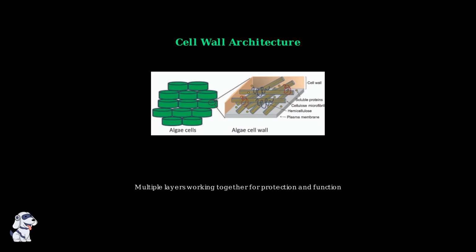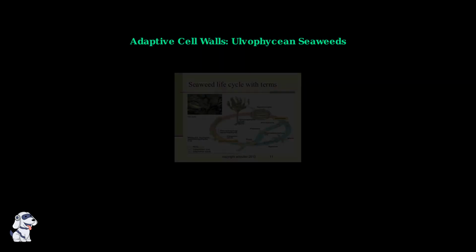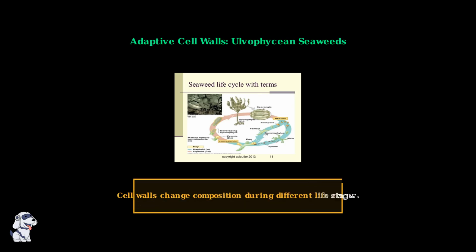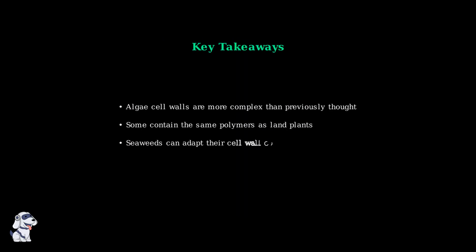The cellulose microfibrils provide the framework, while other polymers fill the spaces and add specialized functions. Perhaps the most amazing discovery is that ulvophycean seaweeds can actually change their cell wall composition during different life cycle stages. They switch between cellulose, beta-mannans, and beta-xylans as their main structural components. These discoveries revolutionize our understanding of algae. They show that algae are far more sophisticated than we realized, with cell walls that rival the complexity of land plants and the ability to adapt their structure as needed.